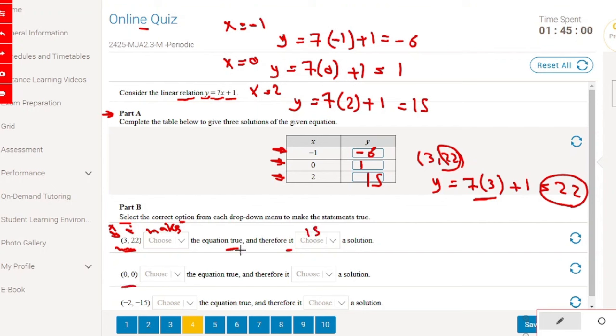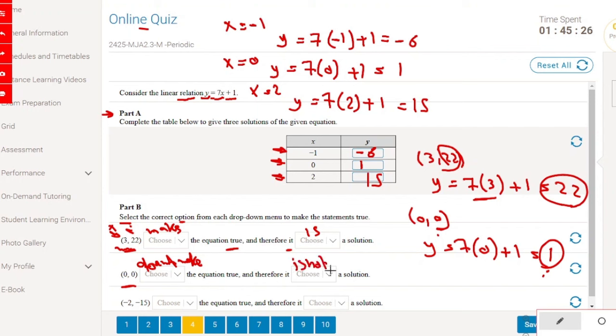Now let's see point (0, 0). So when point (0, 0), y will be equal to 7 multiply 0 plus 1. So the answer is 1. Y is 1 and here is 0. So (0, 0) doesn't make the equation true, therefore it is not a solution.